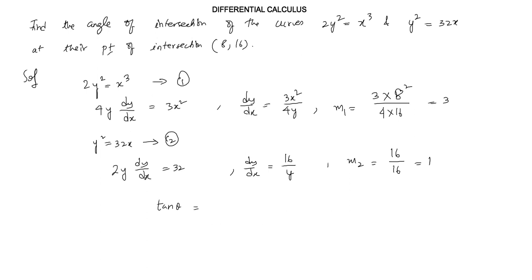Now if theta is the angle between the two curves at (8, 16), so tan theta is equal to (3 minus 1) divided by (1 plus 3 into 1), which gives us 2 by 4, which is 1 by 2. So now theta is tan inverse 1 by 2.